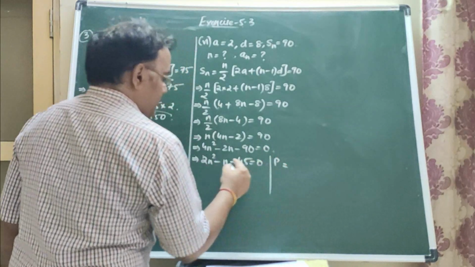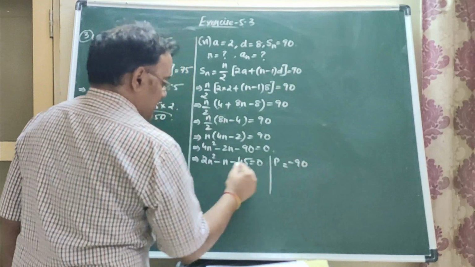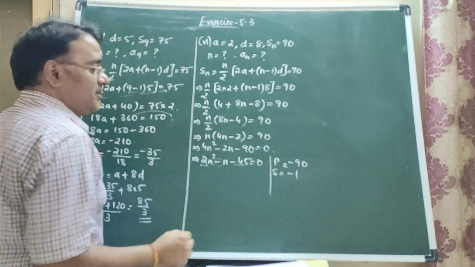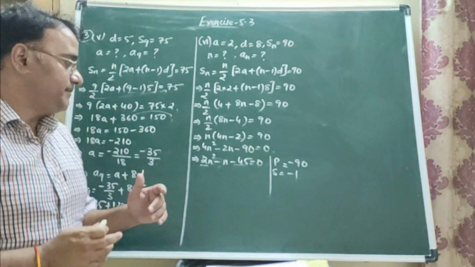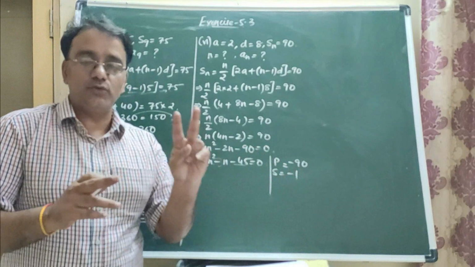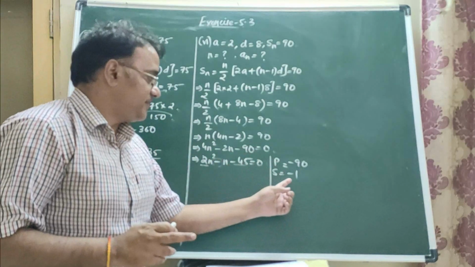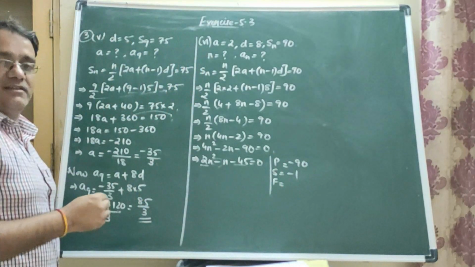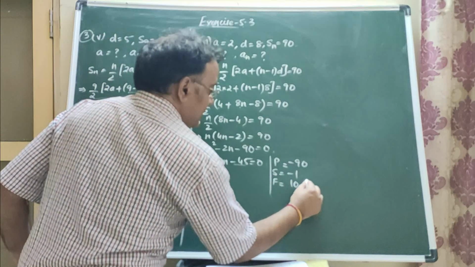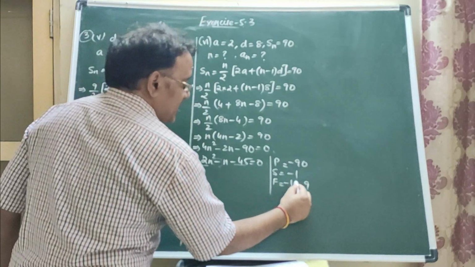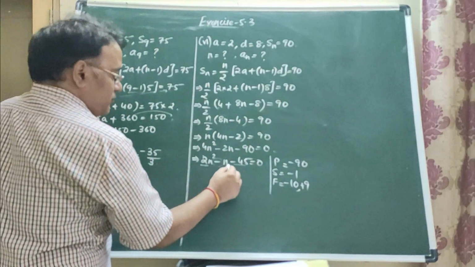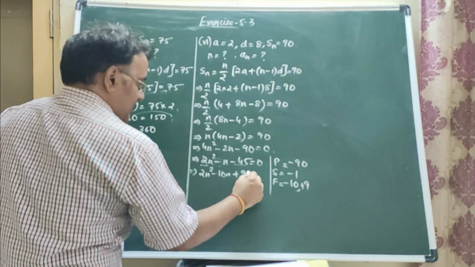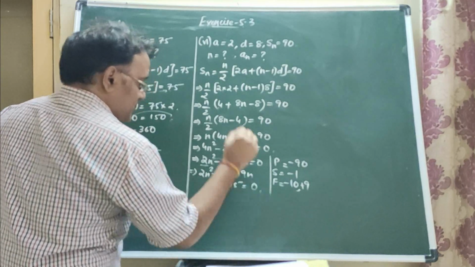Now here the product is minus 90, 2 into minus 45, and the sum is minus 1. मैंने बताया था जब प्रोडक्ट नेगेटिव होगा you have to find two factors of that product such that their difference should be equals to 1. So दो फैक्टर कौन सा होगा 90 का, 10 और 9. इसमें बड़े नंबर पे माइनस का साइन लगा दो और दूसरा प्लस हो जाएगा. Now we are going to split the middle term: 2n square minus 10n plus 9n minus 45 is equals to 0.